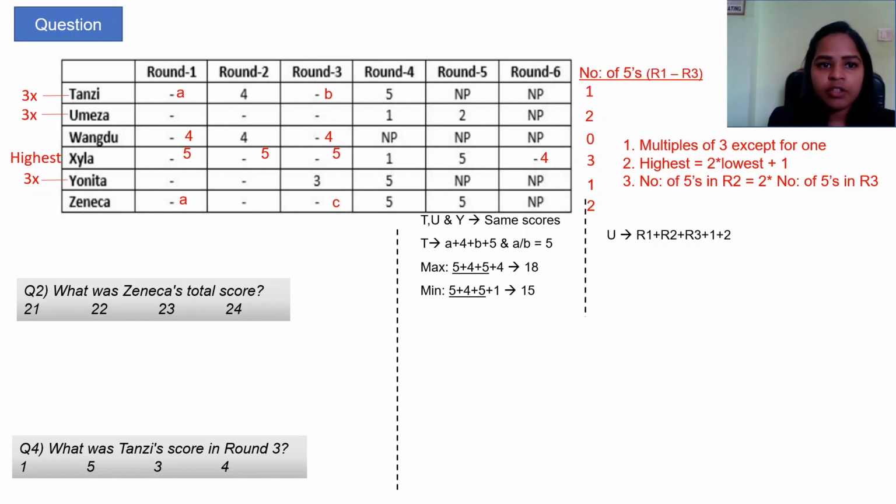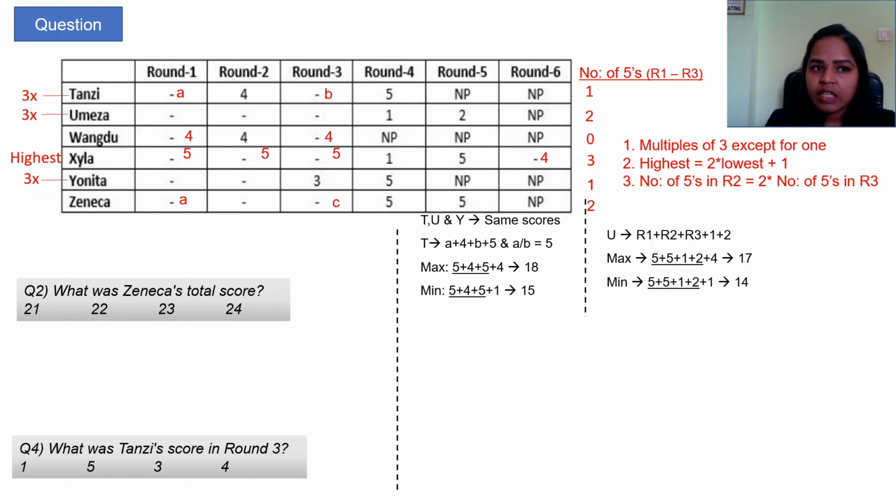U's score is the sum of the first 3 rounds' scores, and round 4 and round 5. And because it played in round 4 and round 5, 2 of the 3 rounds, round 1, round 2 or round 3, should be 5 each, right? So the maximum possible is 5 plus 5 plus 1 plus 2 plus 4, right? That is 17. And the minimum is 5 plus 5 plus 1 plus 2 plus 1, which is 14.